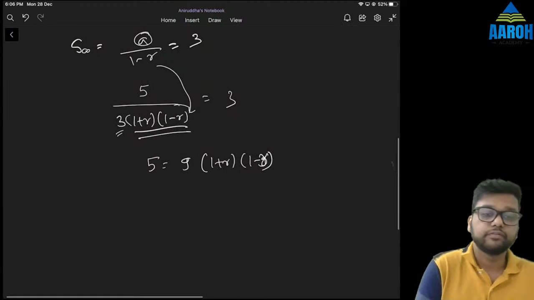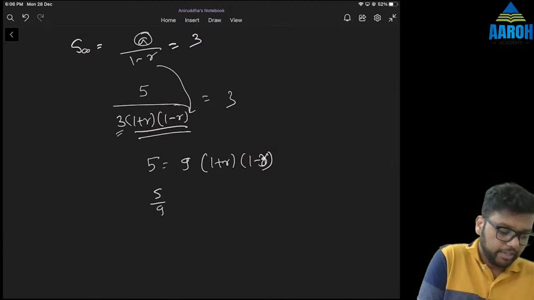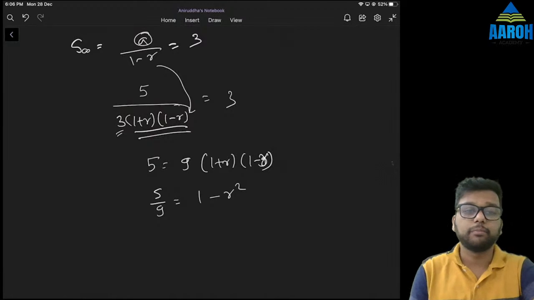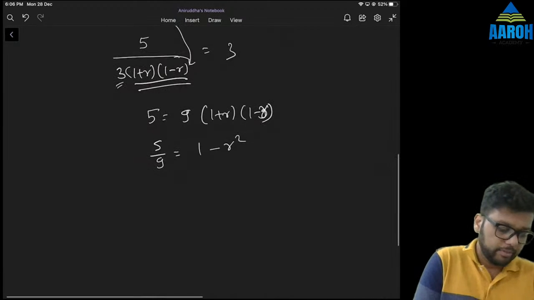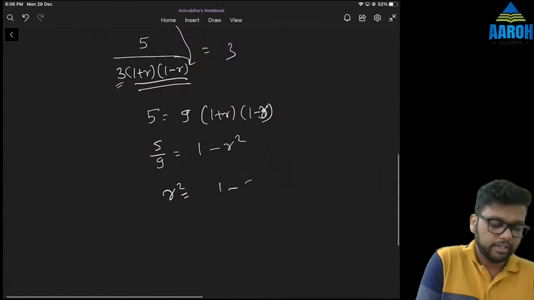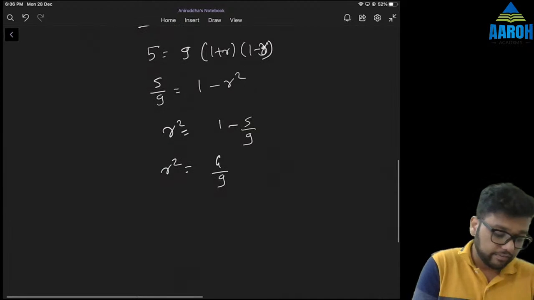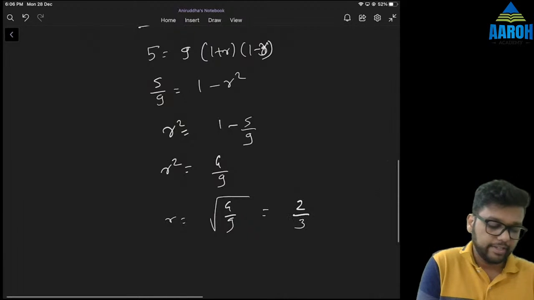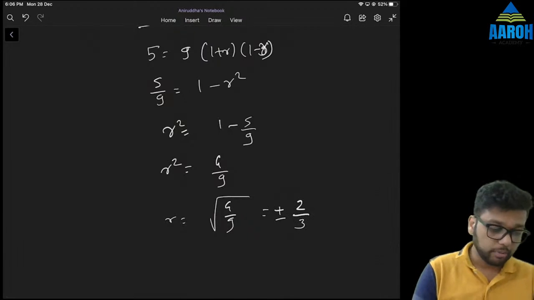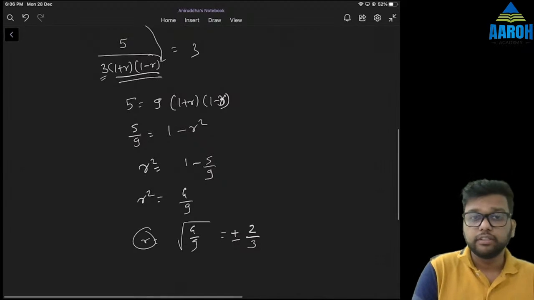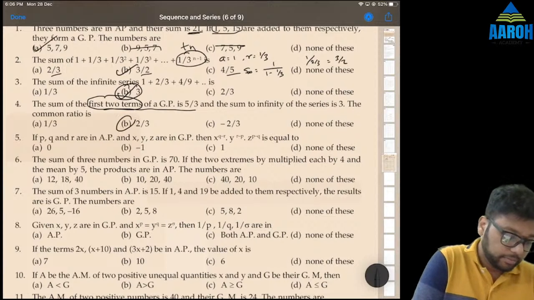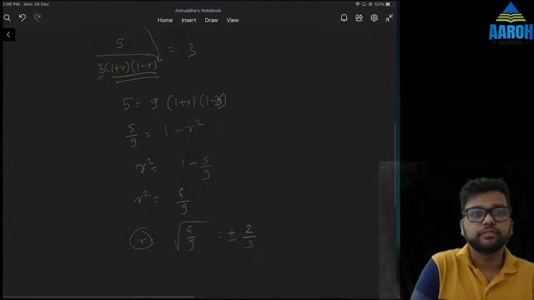Sorry, 9 into 1 plus r, 1 minus r. That means 5 by 9 is equal to 1 plus r, 1 minus r, which is 1 square minus r square, that is 1 minus r square. That means r square is equal to 1 minus 5 by 9, that is 4 by 9. So r will be what? Root of 4 by 9. Root of 4 by 9 is what? 2 by 3, plus or minus. So plus or minus 2 by 3 should be the answer for r. They were asking r only. So plus minus 2 by 3. So options B and C both are the correct answers. Check if you have got it.